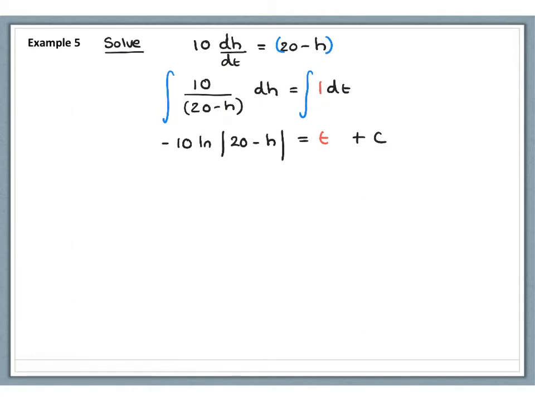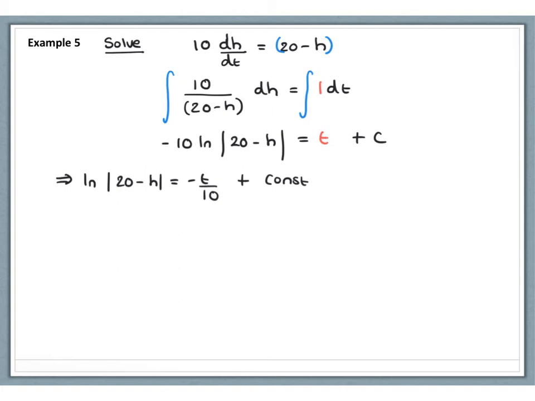Now this is the answer we get when we integrate. We might be expected to write this in a particular format. We might be expected to rearrange it so that it's in the form h equals. Now to do that, I then have to divide both sides by negative 10 first of all. So we have ln of 20 take away h equals negative t over 10 plus a constant. And again, it's just a constant. It doesn't matter. There's no real value here in this particular question of writing it as constant divided by negative 10 or negative 1/10 of a constant, because that is simply just still another constant.